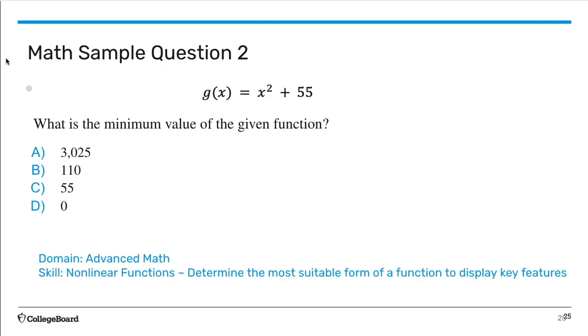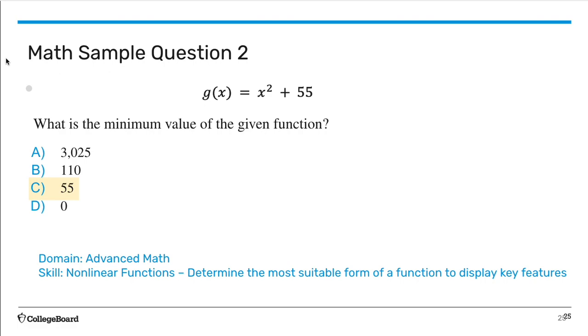So for this question, we're actually talking about advanced mathematical topics. So we're solving a non-linear function. In this case, it's a quadratic equation, and we're going to find a key feature of that quadratic function. In this case, it's a minimum value. And for this question, choice C is correct.